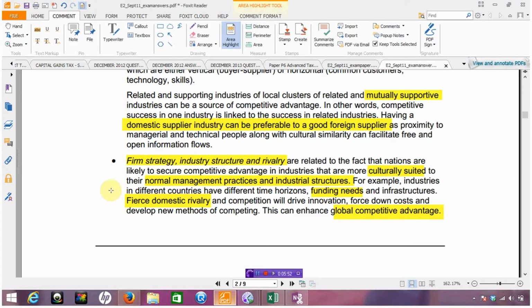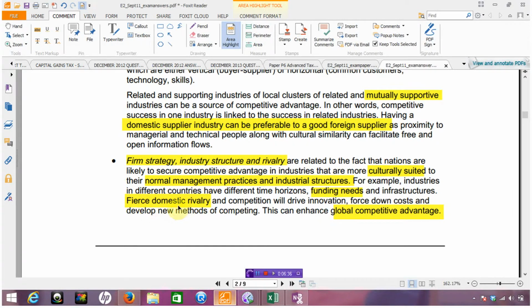Last one, probably one of the more difficult ones for students: strategy, structure, and rivalry. And really, what we're saying there is that certain firms or certain industries are more culturally suited to particular practices or normal management practices. Perhaps things like funding needs, perhaps the availability of capital. For the German car industry going back some years, it may have lent itself towards small fledgling firms in the car industry or in any growth industry, and as a result of that access to capital, which perhaps was different from another country, it may well be that assisted the German car industry to develop.